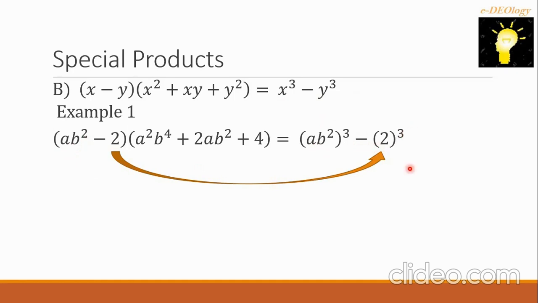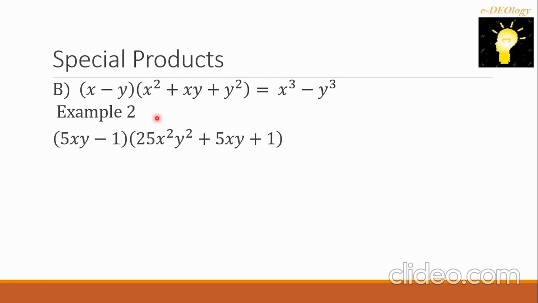Then we will simplify now. So this term here becomes a cubed b raised to 6, and then minus the 2 cubed is 8. So our final answer is a cubed b raised to 6 minus 8.